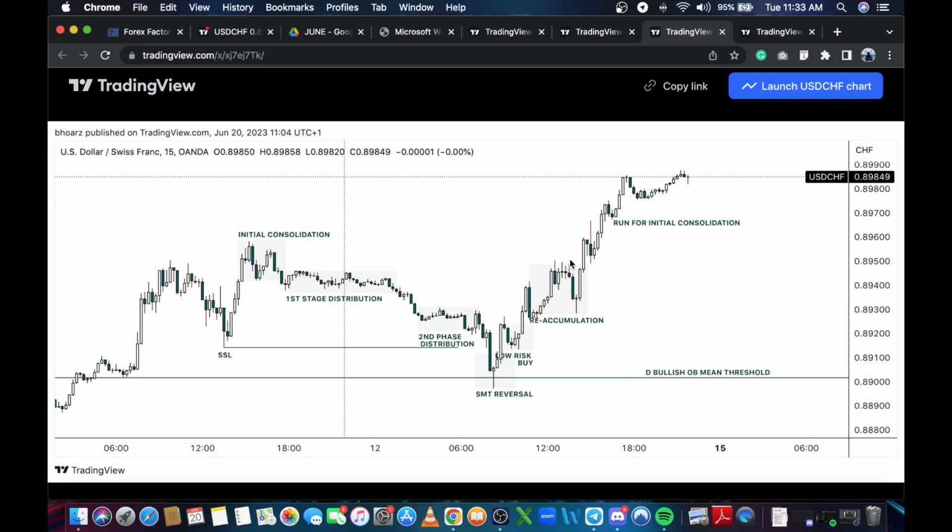Price sees expansion, returns back down into that same old fair value gap, never loses the mean threshold of this bullish order block, and then we see a final expansion from the initial consolidation. That's during New York session. So this is a classic London makes the low, and New York continues the deliver phase or deliver cycle for buy side.